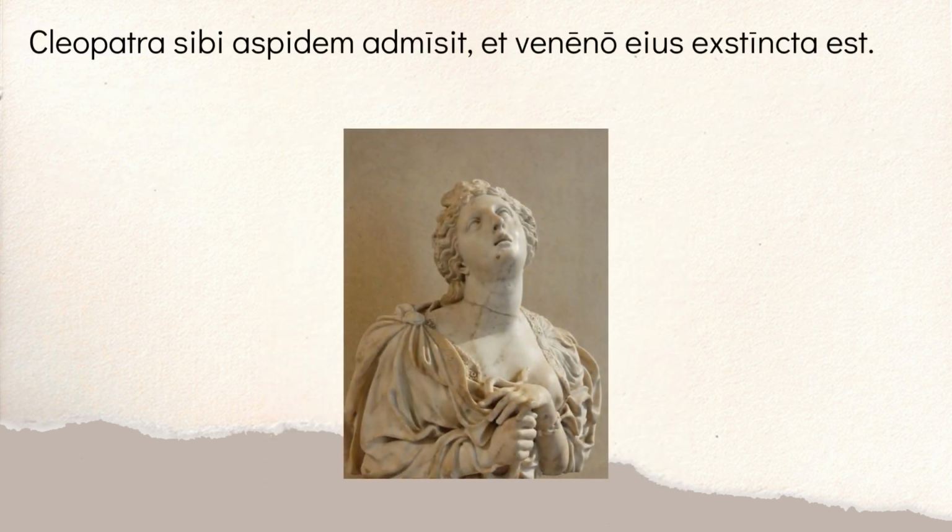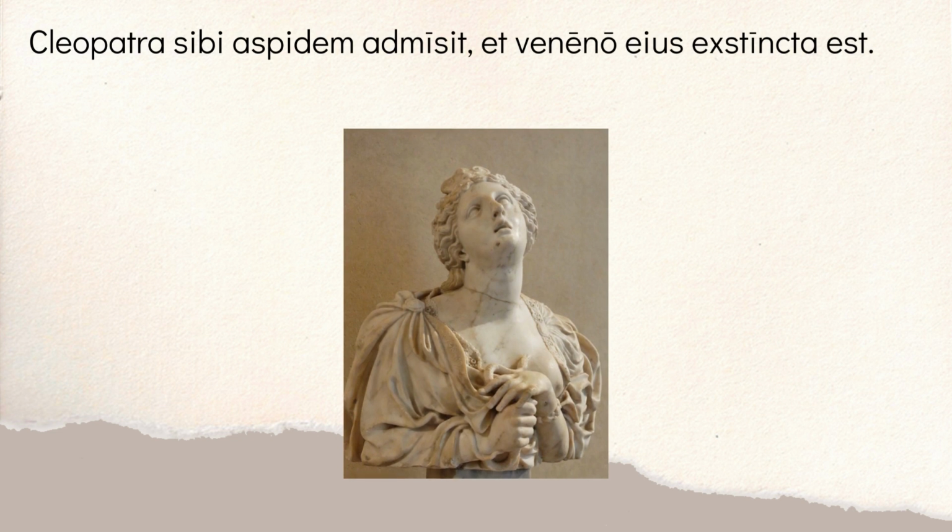Then you have Cleopatra, right? Now this phrase, she admissit sibi, you can translate it, she received to herself. It means she basically brought to herself and put on her own body an aspidem, an asp, which is a poisonous snake. So she takes a snake and brings it to herself, right, to bite her. And she extincta est. She was killed by its venom, veneno eos. So she basically took the snake, had it bite her, and the venom kills her.